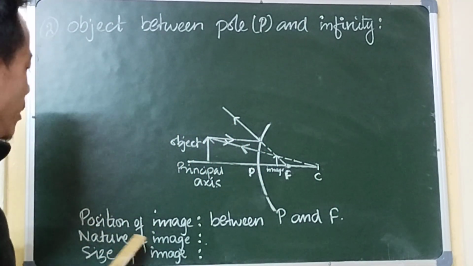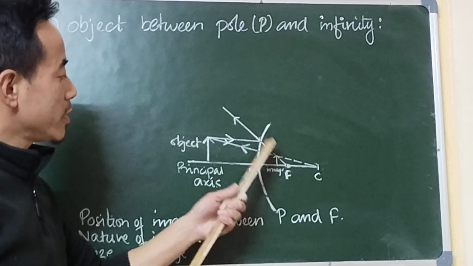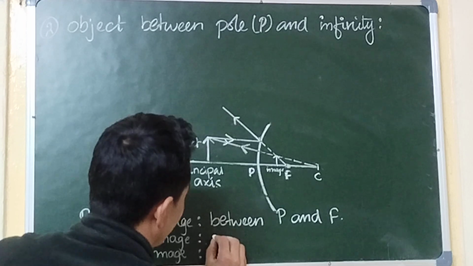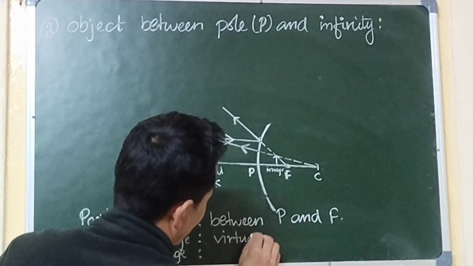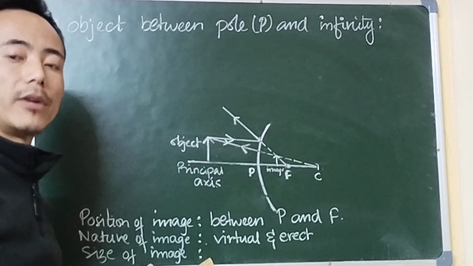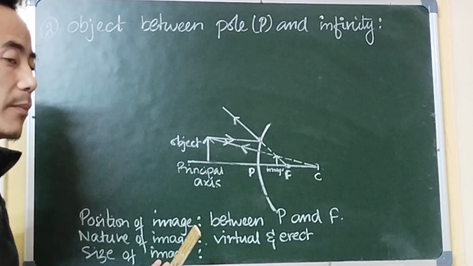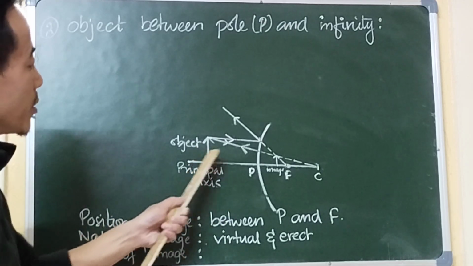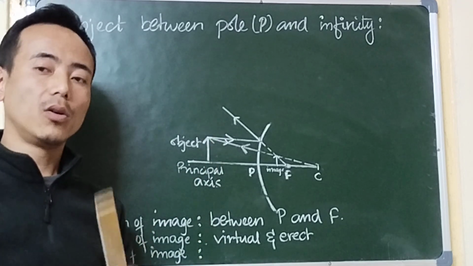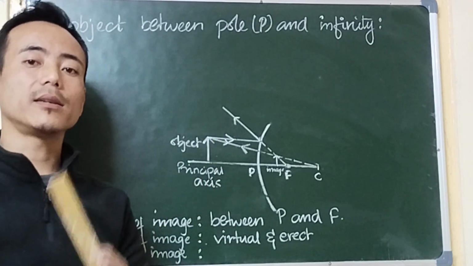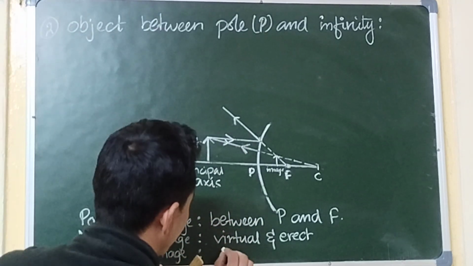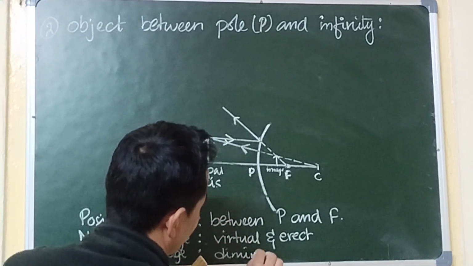Second thing, what is the nature of the image? As this image is formed when reflected rays are produced backward, the image will be virtual, and virtual images are always erect. So here we can write virtual and erect. And the third thing, size of the image. Now if you compare the size of the object with the size of the image, we can see that the size of the image is smaller than the size of the object, which means the object size is bigger than the image size, or else we can say that the image is diminished. It has become small.